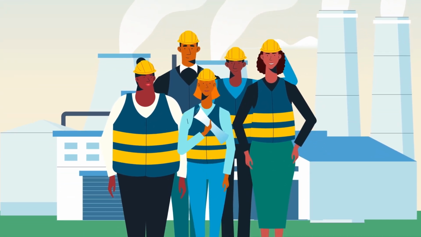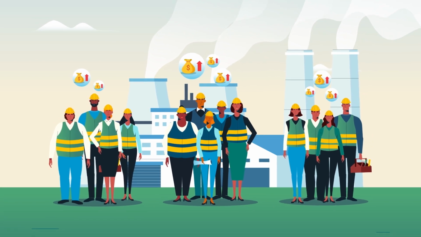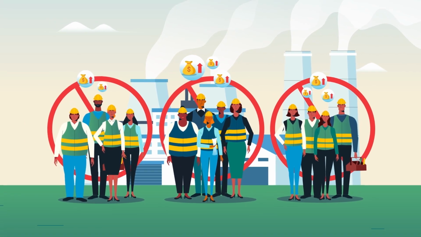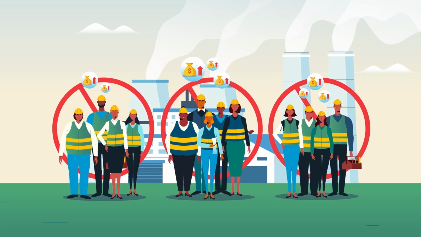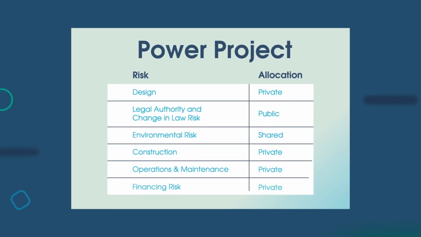Inappropriate risk allocation will result in lower efficiencies, increased costs, and greater risk of project failure. Risk allocation is both project-specific and sector-specific. Let's look at an example of a risk allocation matrix for a power project.